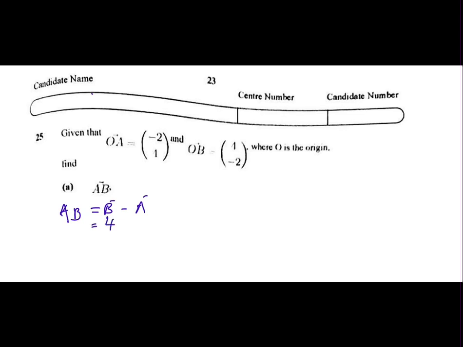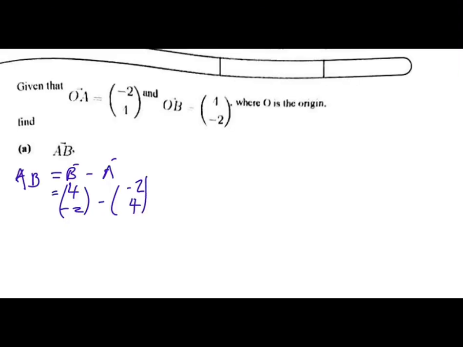Next, what we need to do is just subtract the corresponding values, the ones on top subtracting the ones below. So 4 minus negative 2 will be the same as just saying 4 plus 2, and then the bottom one will be minus 2 minus 4. It's very simple from there onwards. 4 plus 2 will give us 6, and minus 2 minus 4 will give us minus 6.